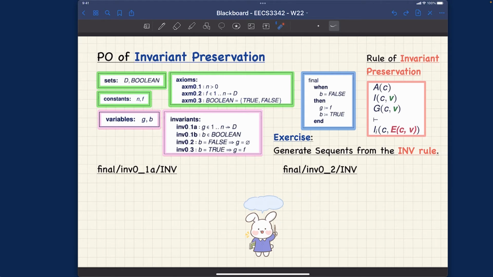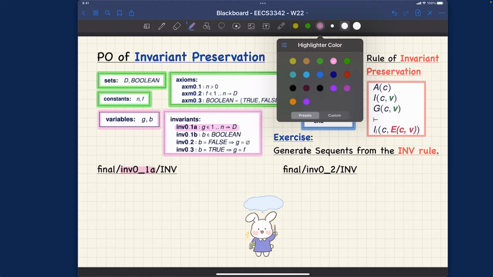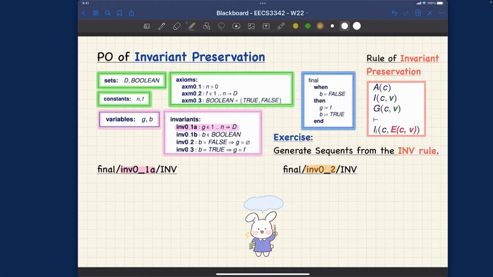Let's now try to do the same invariant preservation. We do invariant 01A, this one here, and also we do invariant 02, which is this one over here. Let me just highlight them first. So the first one to do will be invariant 01A over here. And the second one that we want to do will be invariant 02. That's the one, right? Let's now try to do that.